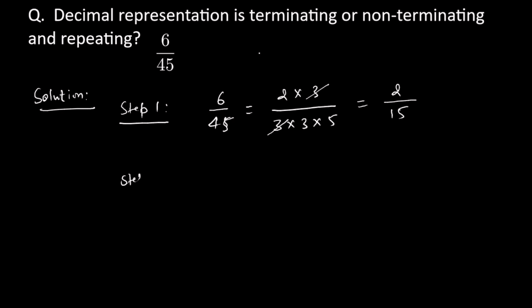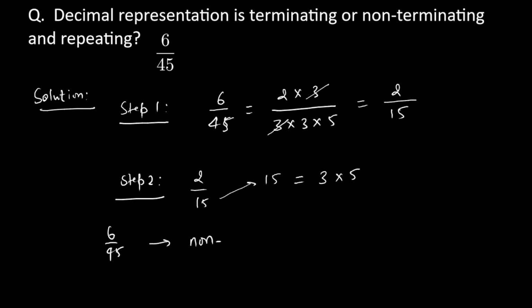Now move to our second step. We look at the denominator of our simplified rational number. So here the denominator is 15 and its prime factors are 3 and 5. So the denominator has 3 as a prime factor. So 6 over 45 is non-terminating and repeating.